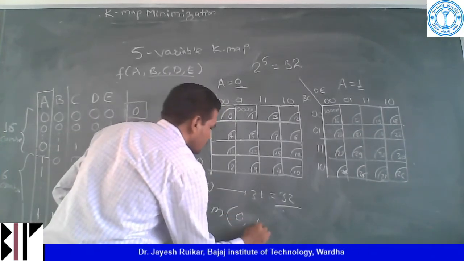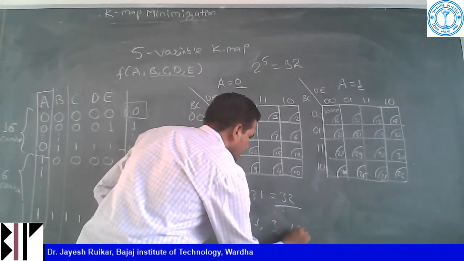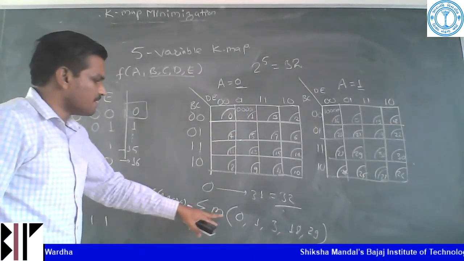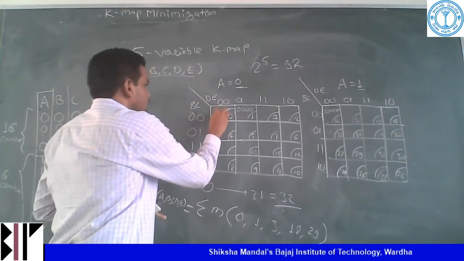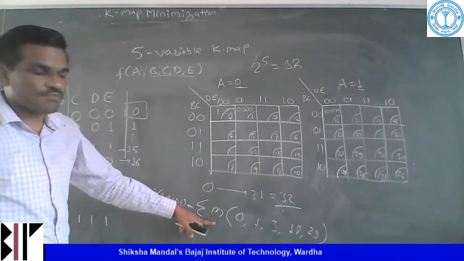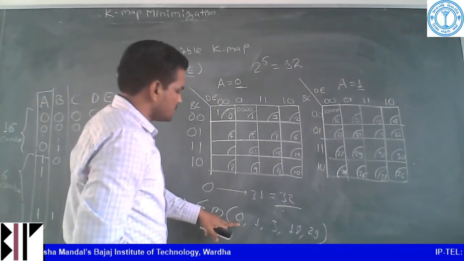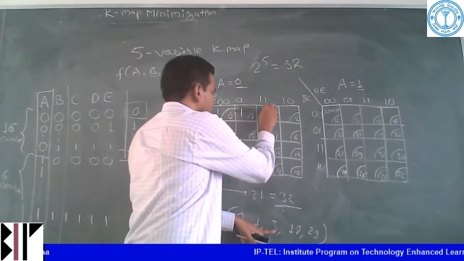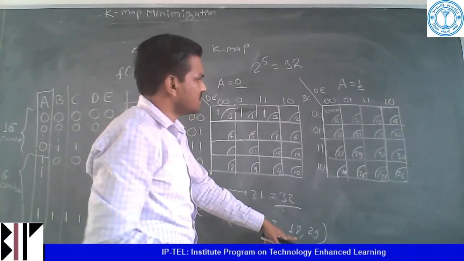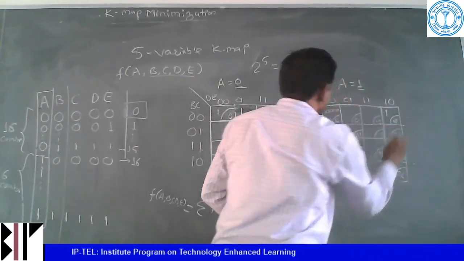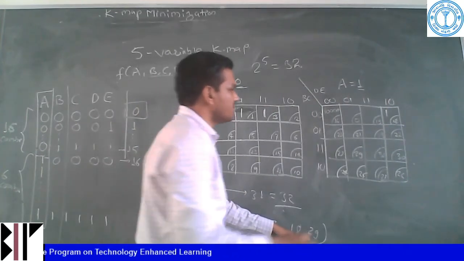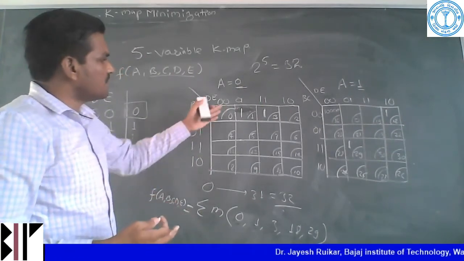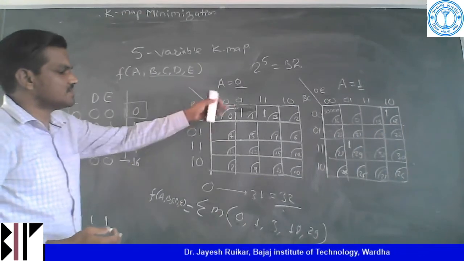So for example 0, 1, 3, then 18, 29. Okay, so for summation m, 0, 1, where is 0? 0 is here. As this is summation m, sum of product form, you have to write 1 for the 0th cell, then the first cell you have to write 1, then the third cell 1, then the 18th cell, which is here, you have to write 1, then the 29th cell you have to write 1. Then you have to solve it using K-map laws. How to solve that we will see. So this is one example.